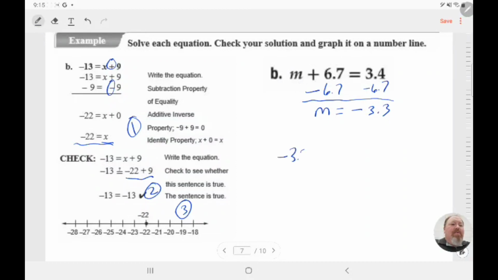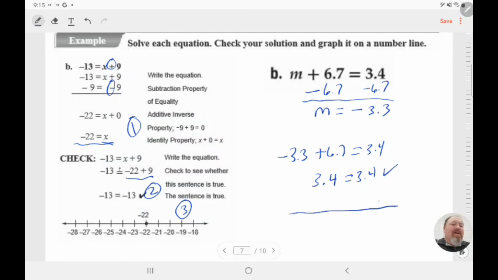So negative 3.3 plus 6.7 should equal 3.4. Well, opposite signs, so we subtract again. 7 minus 3 is 4. 6 minus 3 is 3, my decimal point. So therefore, that does check.